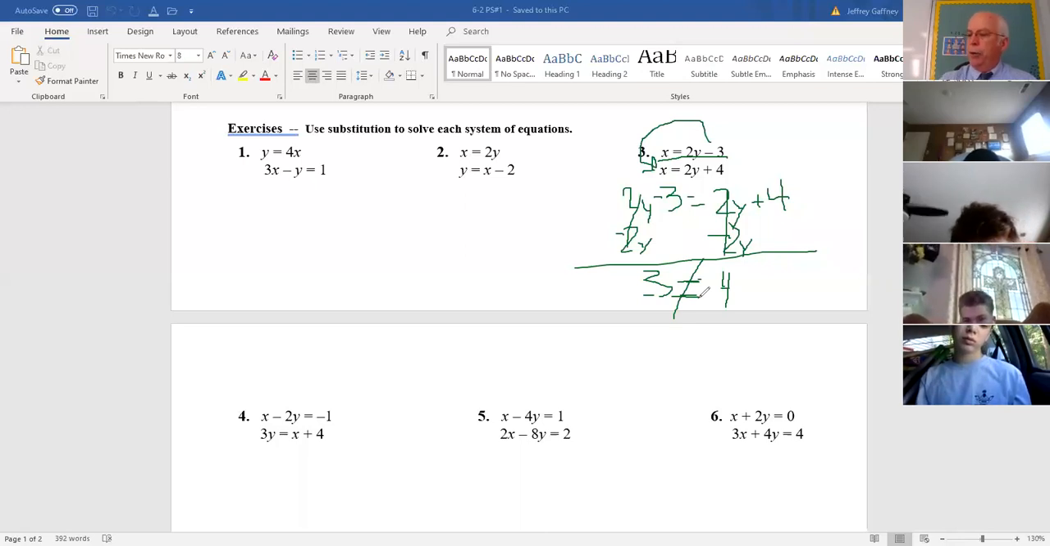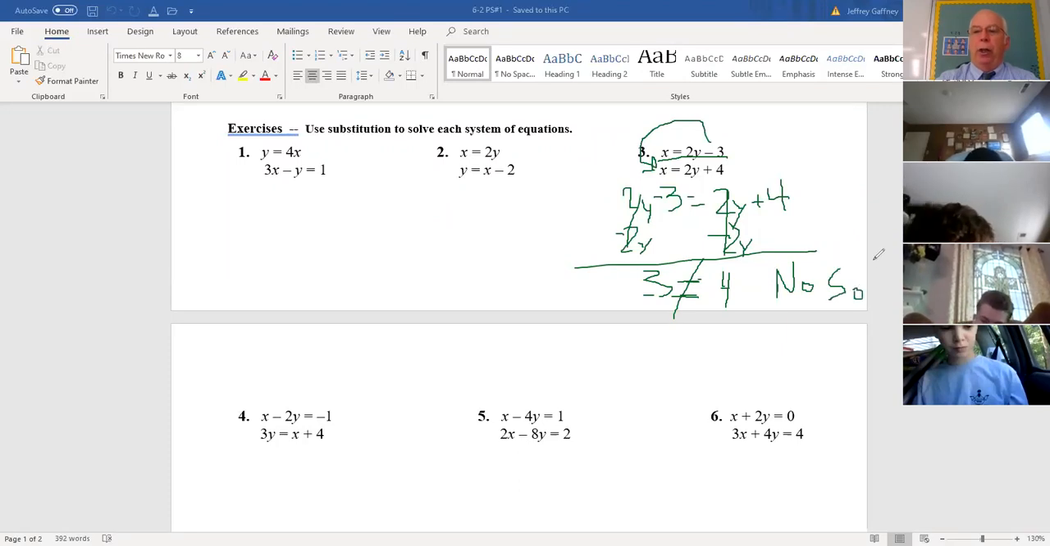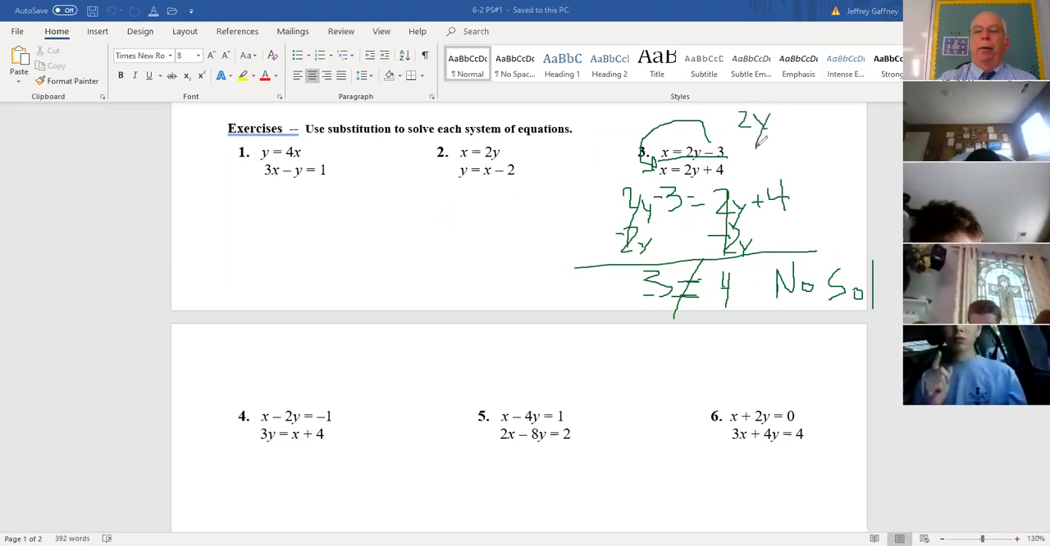Okay. Why do you say that, Mr. Martin? Because there's really no answer because -3 doesn't equal 4. There is no solution because I have no variable to solve for, right? So if it's no solution, there's no solution. What's the relationship between those two lines? Parallel? Parallel. Whoever said that is exactly right.